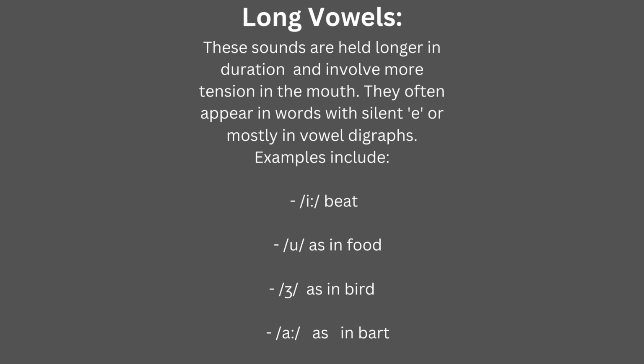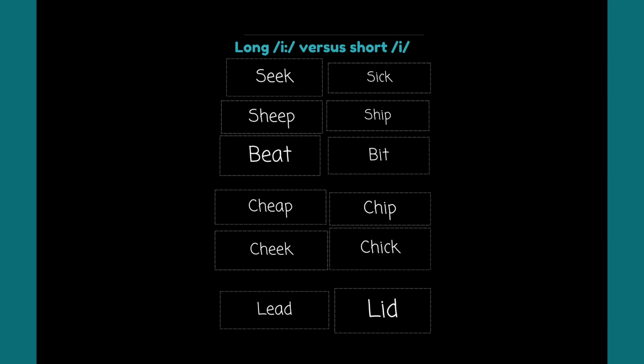So, examples of long vowel sounds include E as in beat, oo, this is a long oo as in food, as in bird, as in bat. So those are examples of words that contain the long vowel sounds. So I will be moving straight into showing you the differences between short vowel sounds and long vowel sounds as we progress in this lesson.